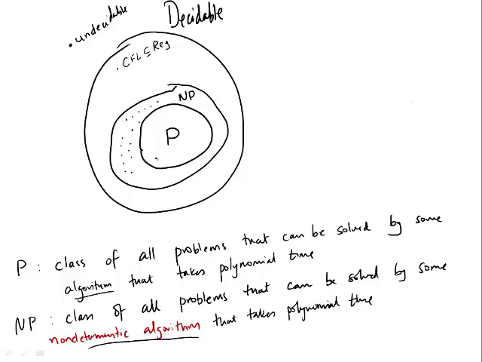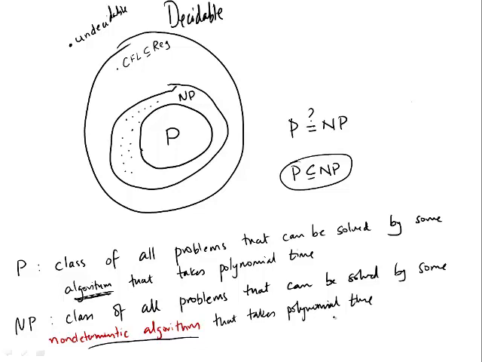So the P equals NP or not question asks whether every problem in NP can be solved in polynomial time. Now note, of course, that P is a subset of NP. But the question is, if I have a non-deterministic algorithm that works in polynomial time, does it mean that there is always a deterministic algorithm that works in polynomial time, solving the same problem?